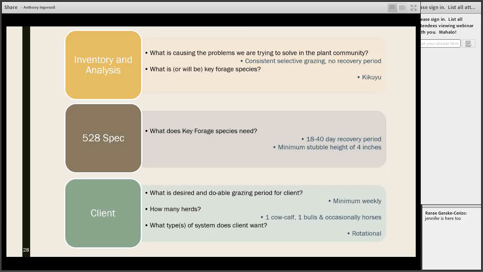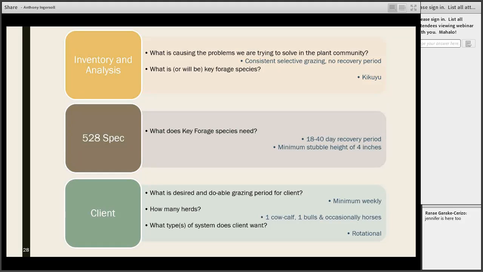What does our key forage species need? We can go to our 528 spec and we can read that the kikuyu grass recommended recovery period is from 18 to 40 days, and that range depends on your growing conditions. A minimum stubble height for kikuyu grass is 4 inches. Okay, that'll be good to know. We'll probably need to put that in the grazing plan.